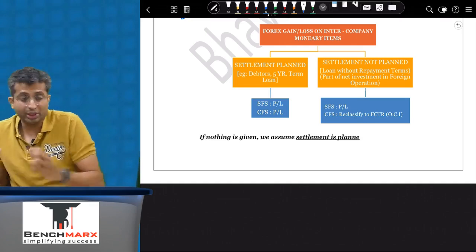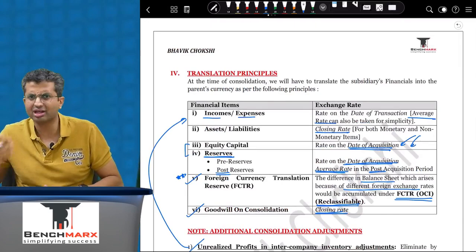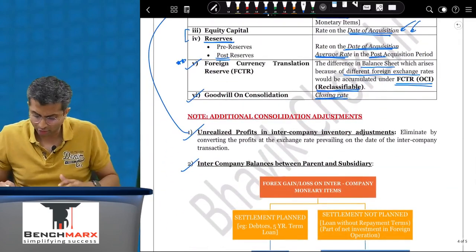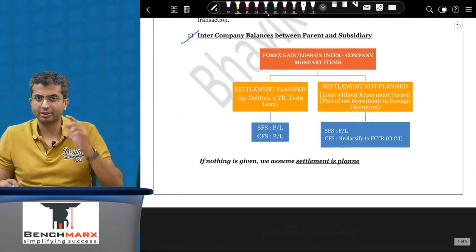And if it was equity, then you don't remeasure it at the closing rate. If it was equity, it will continue at the rate as on the date of acquisition or the rate as on the date of transaction. Monetary and non-monetary items you take at the closing rate. Okay.